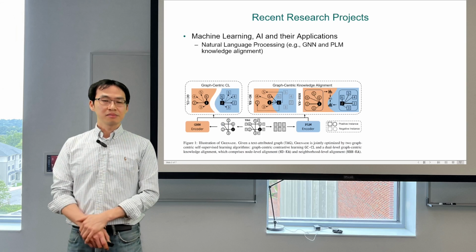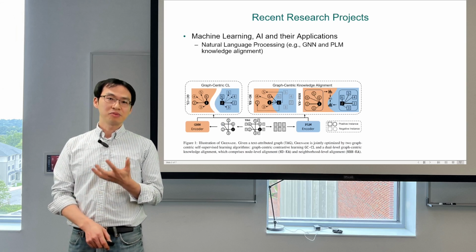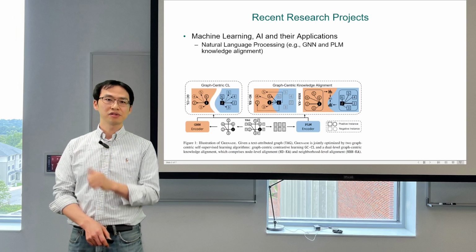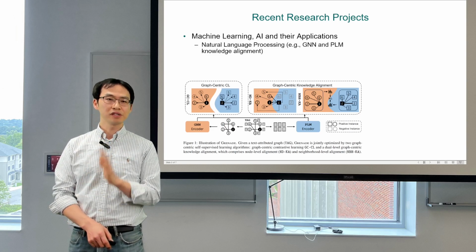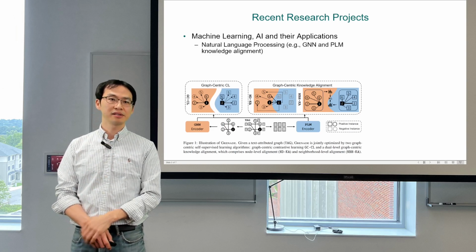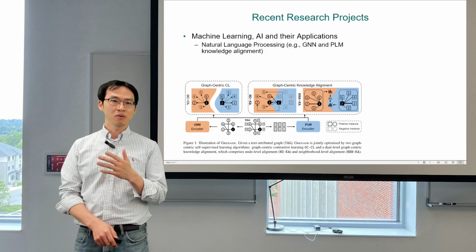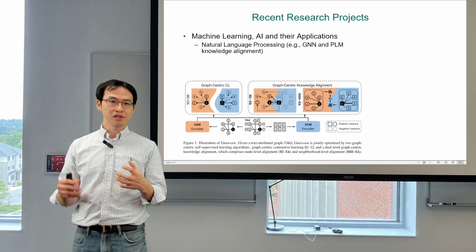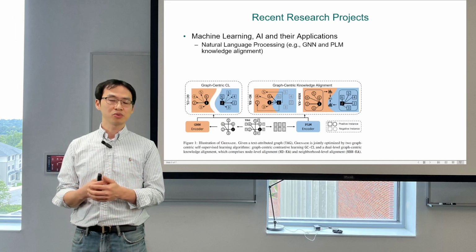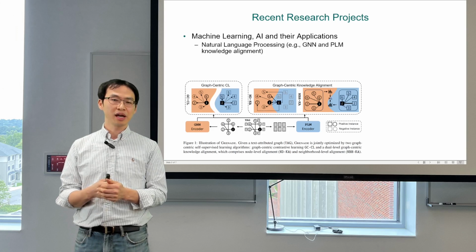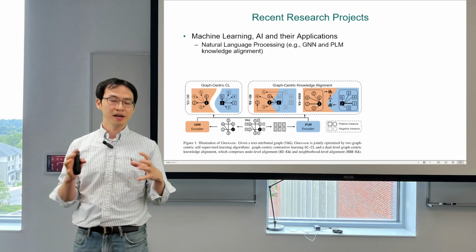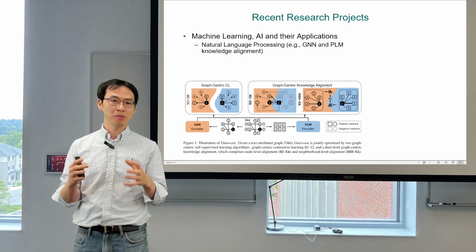So here are some examples of my recent research projects. We focus on two different research thrusts. The first one is machine learning, AI, and their applications. One of the projects we have been working on is natural language processing, for example, doing knowledge alignment between a graph neural network and a pre-trained language model. The figure shows the high-level framework of our proposed approach.